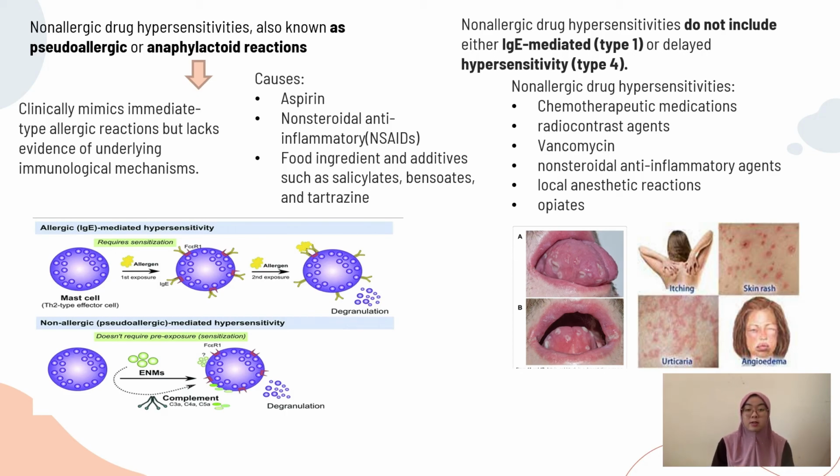Aspirin and other non-steroidal anti-inflammatory drugs, as well as certain food ingredients and additives such as salicylates, benzoates, and tartrazine are the most common causes of pseudo-allergic reaction. Chemotherapeutic medication, radiocontrast agents, vancomycin, non-steroidal anti-inflammatory agents, local anesthetic reactions, and opiates are the most popular non-allergic drug hypersensitivities.